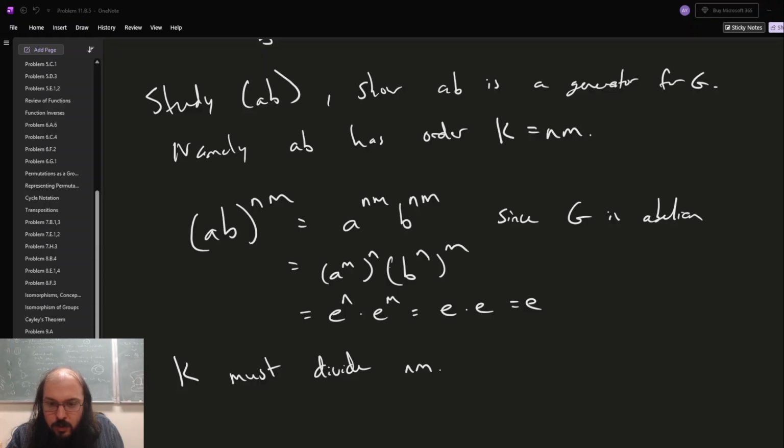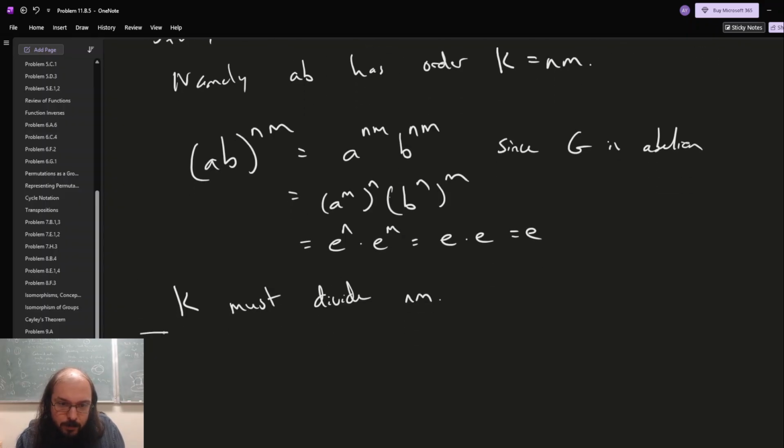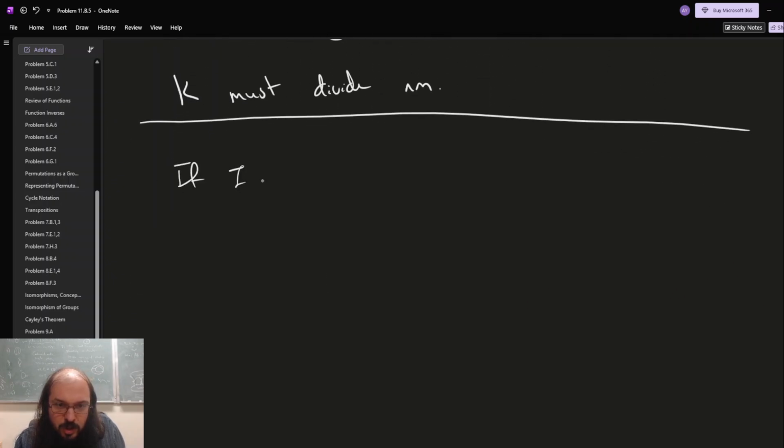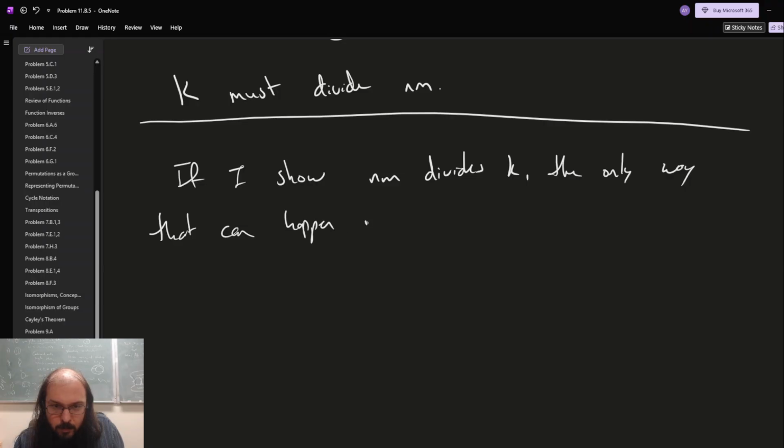But now we're going to prove basically the opposite. So the other side is if I show that MN divides K, the only way that's possible is MN equals K, right? Because generally speaking, if the numbers are not equal, one of them is bigger than the other, and then they can't divide each other, right? The only way each divides the other is if they were secretly equal all along.